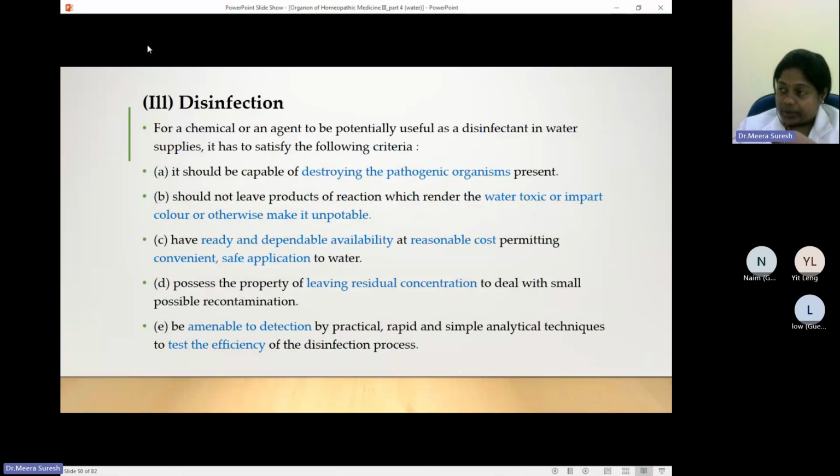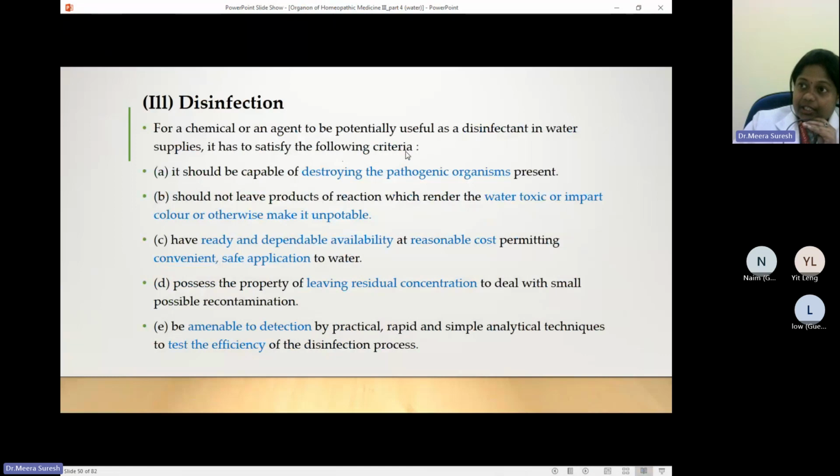Now having seen the storage, then we saw the filtration process. We saw the difference of slow sand filtration and rapid sand filtration. We are going to the third process, disinfection. So now you remember in case of this organon or PSM, you have learned disinfection separately, the different types of disinfectant. Then you learned disinfection in relation to insects, and now you are learning disinfection to be done in case of water. So, for a chemical or an agent to be potentially useful as a disinfectant in water supplies, it has to satisfy the following criteria.